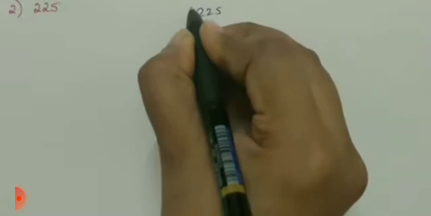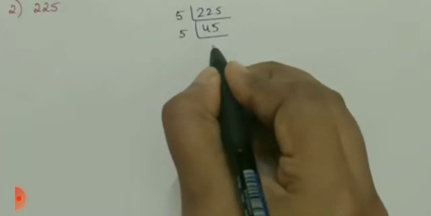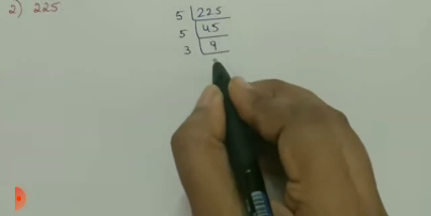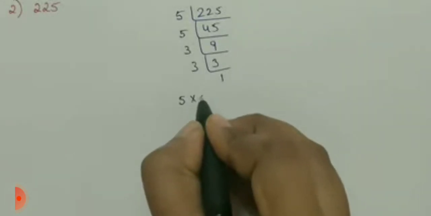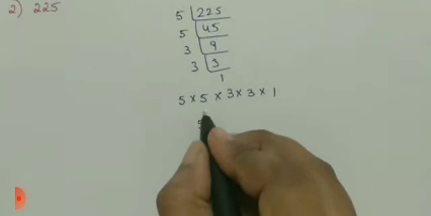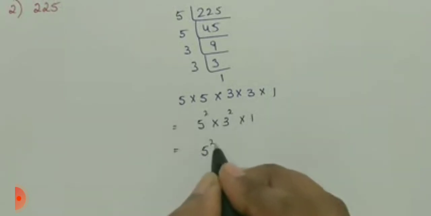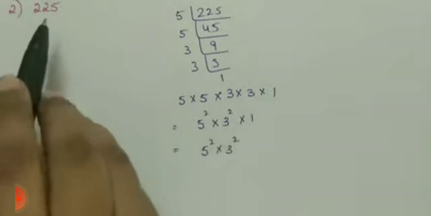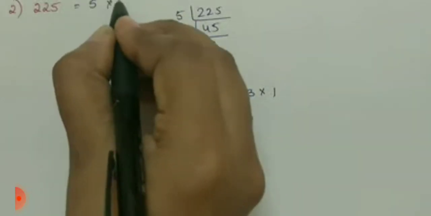Second one, 225. 225, 5 45s, 5 9s, 3 3s, and 3 1s. We can write it as 5 into 5 into 3 into 3 into 1. So 5 square into 3 square into 1 is equal to 5 square into 3 square. So in exponential form, 225 can be written as 5 square into 3 square.